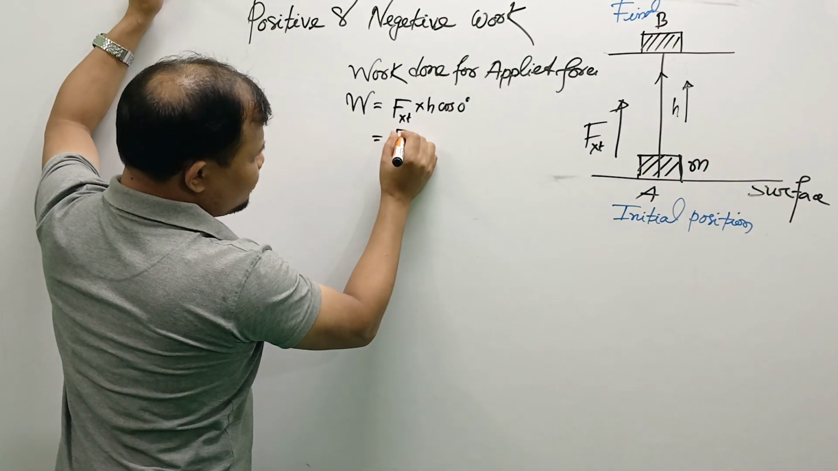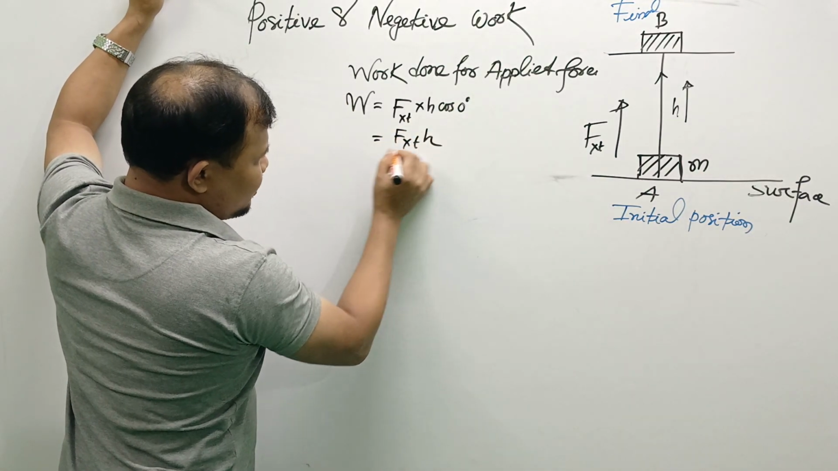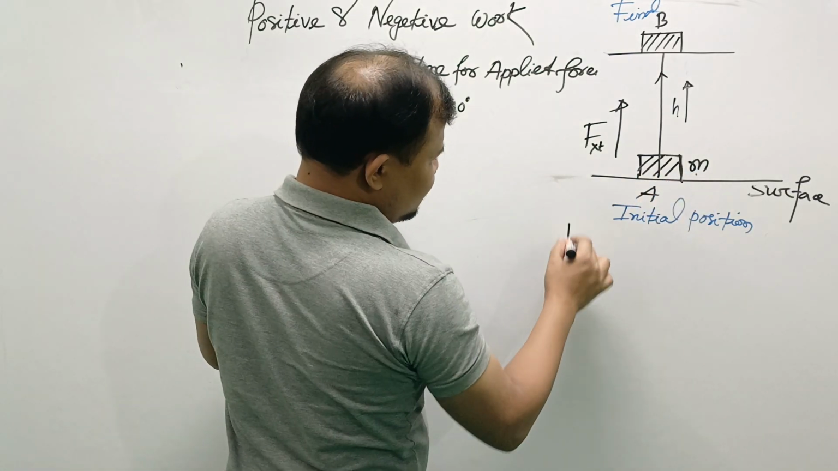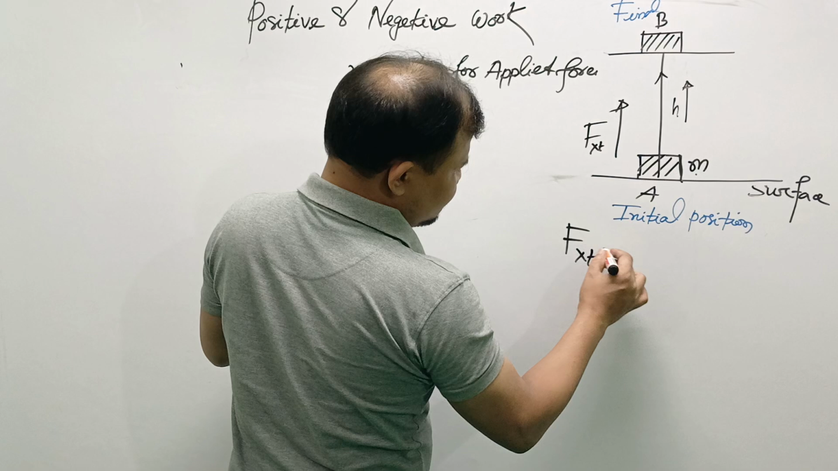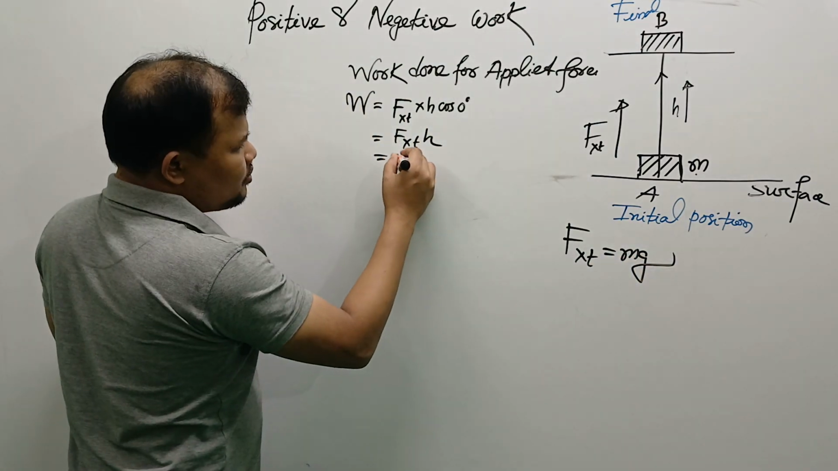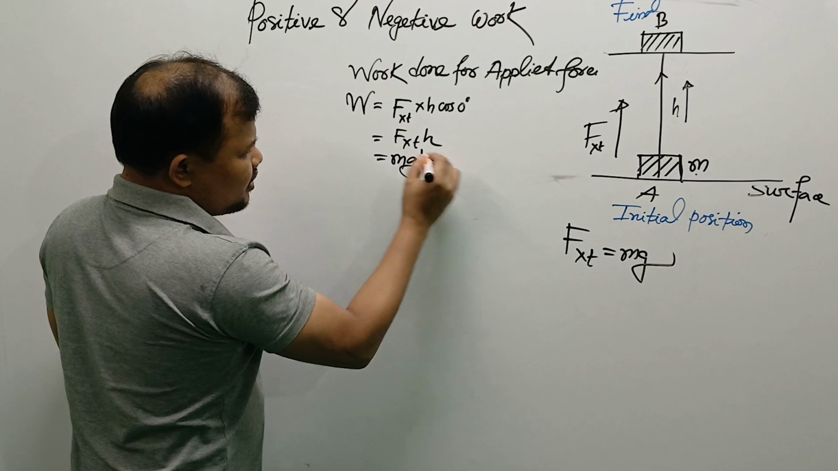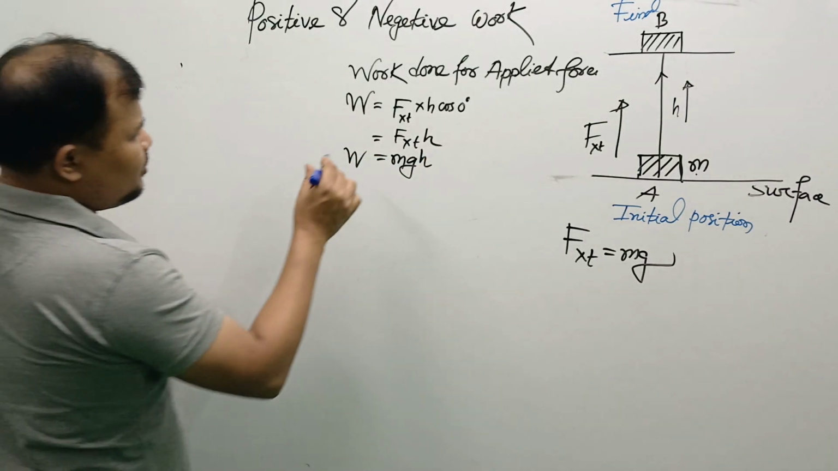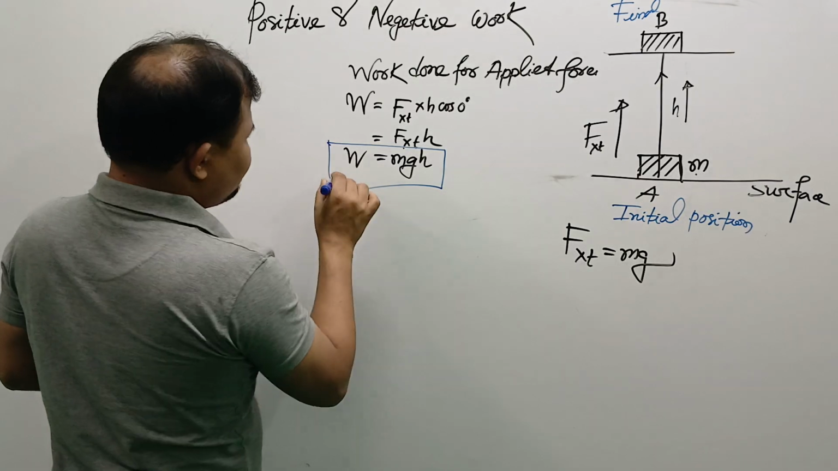So our equation will be F times s, where s is the displacement. If the mass is m, then the value of the force will be mg. So we put here mgh. So this is the positive work.